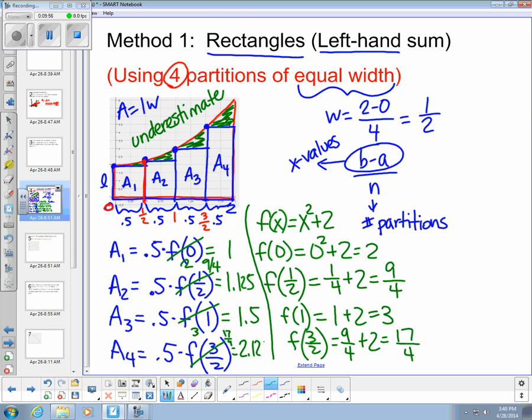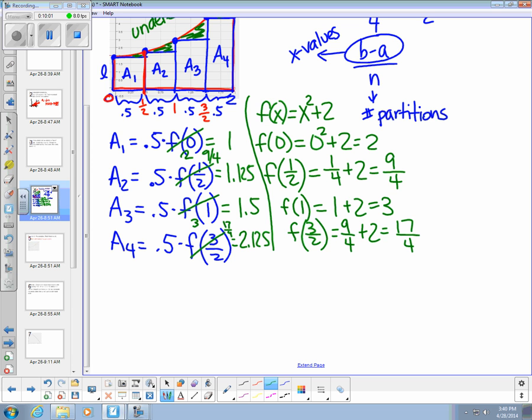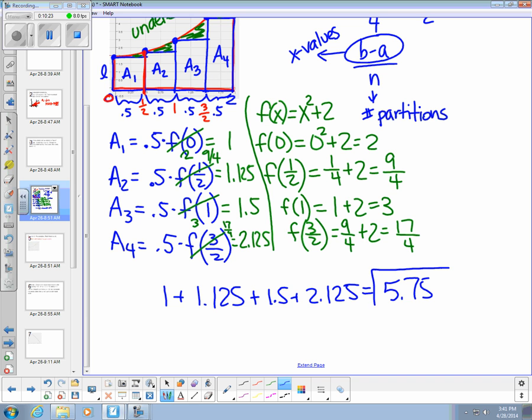Now you can do this in fractions or decimals. I'm not picky on this, but I do want to see all of your work. So now, how do I get my area approximation? Well, I'm going to need to add all of those areas for each rectangle together. So I'm going to do 1 plus 1.125 plus 1.5 plus 2.125. And so my approximation for my area is 5.75 units squared. And remember, we said that was an underestimate. So the actual area should be something a little larger than that.